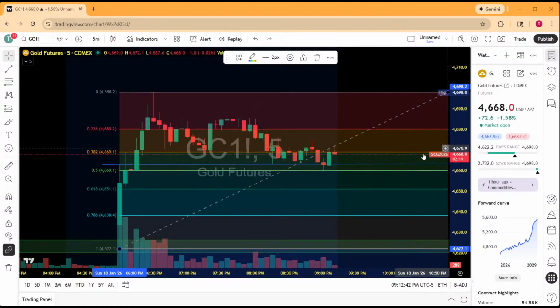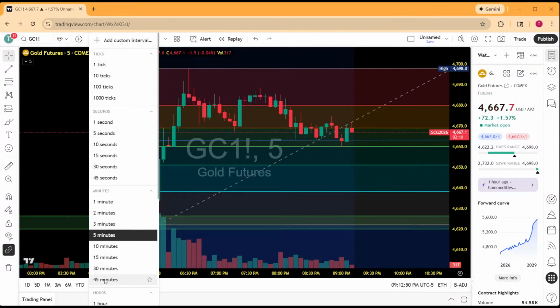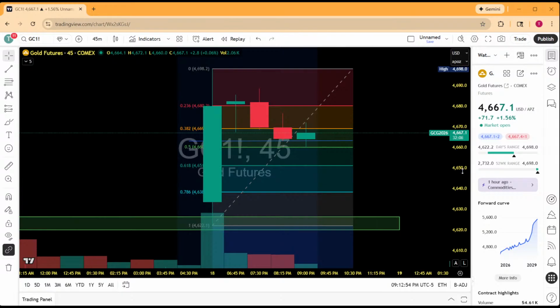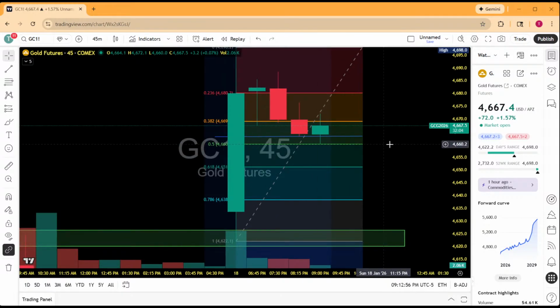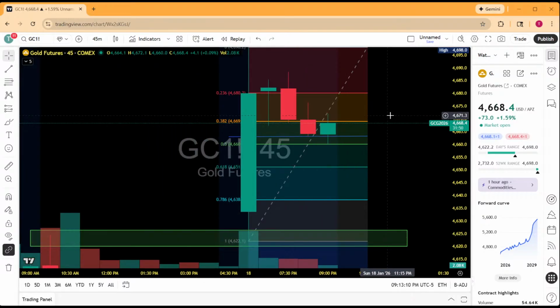All right, guys. So we made a new lower low again. We see the doji candle right over here, right? And if I look at 45 minutes again, we still have buyers in the market who are trying to push. Also, we have a buy volume, but the volume is not that great right now. So the buy came at 4672 and then it started to sell off again.